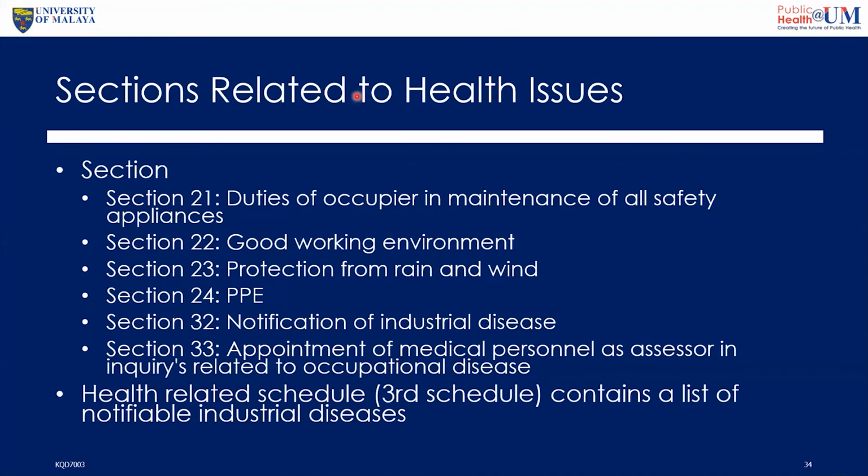You need to have safety appliances, all right? And you need to have a good working environment. You need to have protection from the rain and wind, PPE, notification of industrial diseases, appointment of medical personnel. All right. Okay, I just remember it's called the factory department, all right? Because of the Factory and Machinery Act.